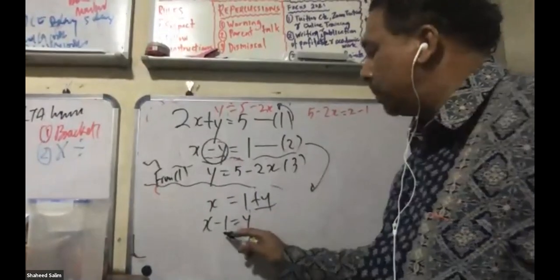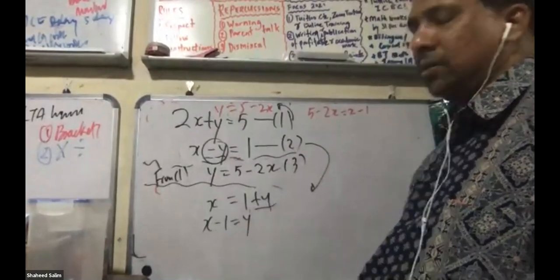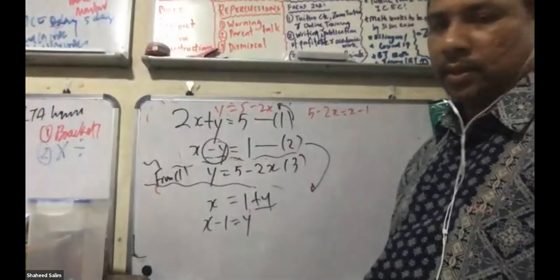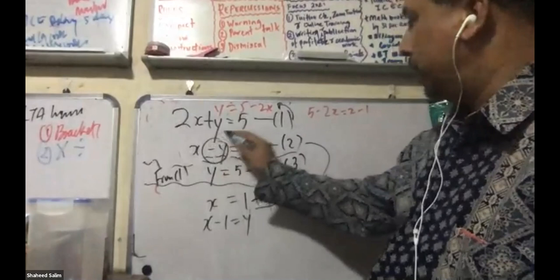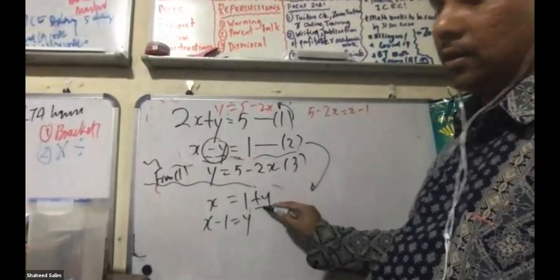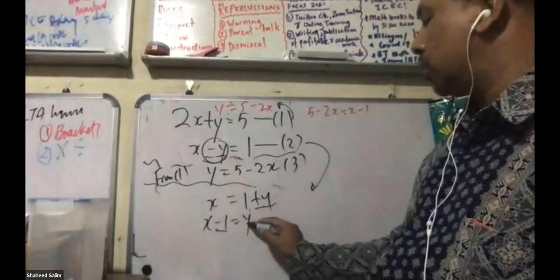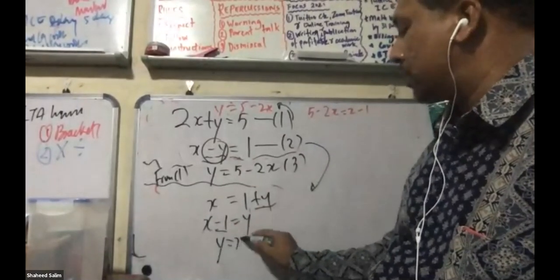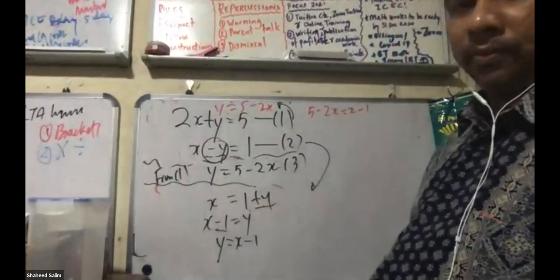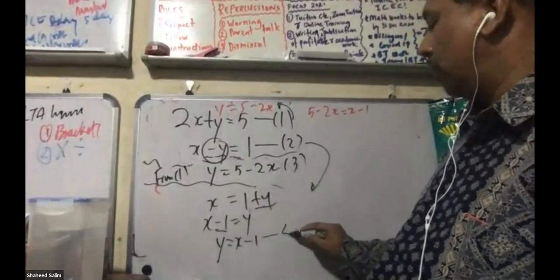So sometimes I will bring the y over instead of the x. Y is easier. Can you see it's easier? Minus y, I bring over, becomes plus y. Then the 1 I bring over becomes minus 1. So x minus 1 equals y, that means y equals to x minus 1. Same thing. So this is number 4.